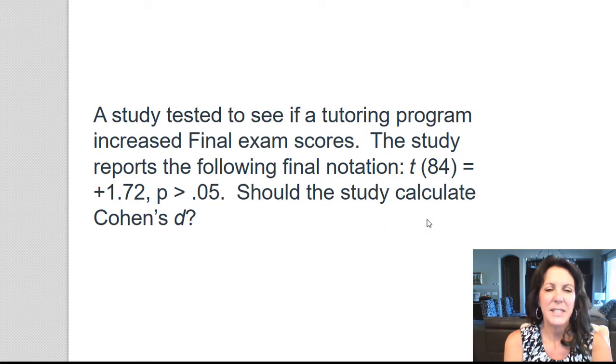Okay. A study tested to see if a tutoring program increased final exam scores, and the study has this notation: should the study calculate Cohen's d? Well, we calculate Cohen's d when we have statistical significance. Do we have statistical significance in this case? We don't. Our p is greater than 0.05, which means we failed to reject the null. We don't have statistical significance.